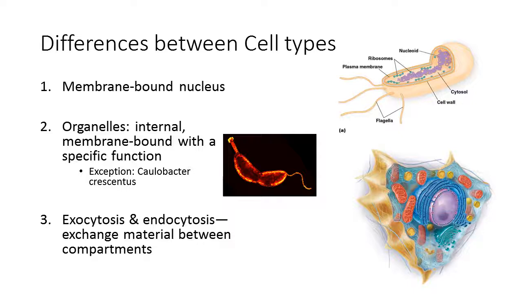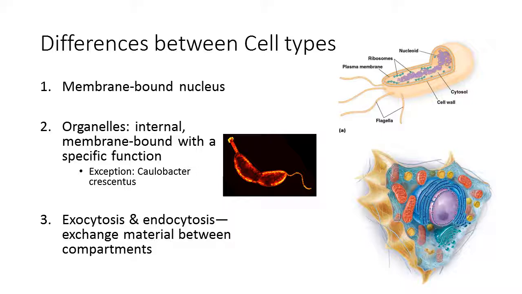The second one is organelles. So these membrane-bound partitions that have a specific function. For example, your mitochondria or your lysosome. These are bound by membranes. They're containing certain enzymes that do certain functions.